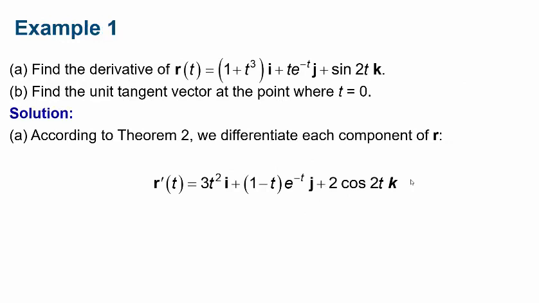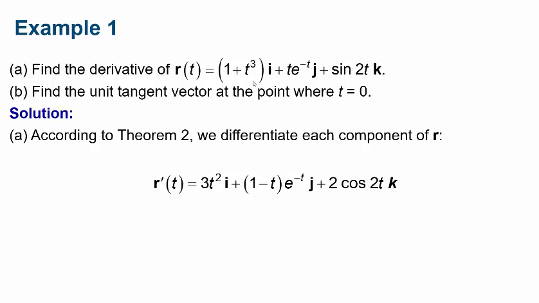Okay, so let's just do an example of this. Let's find the derivative of this vector valued function here: r of t is equal to (1 plus t cubed) i plus t e to the minus t j plus sine of 2t k. First I want to find that, and then I want to find the unit tangent vector at the point where t is equal to 0. All right, so the first thing we have to do is differentiate this vector valued function. So we're just going to differentiate each component.